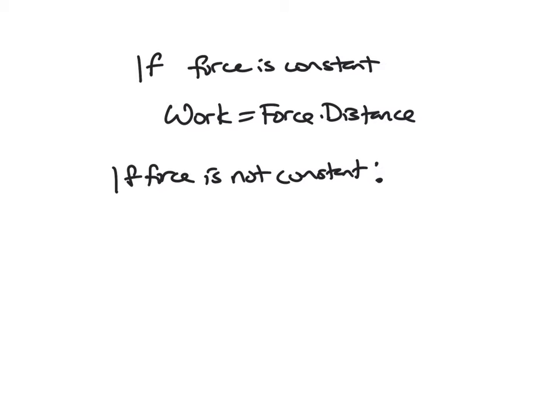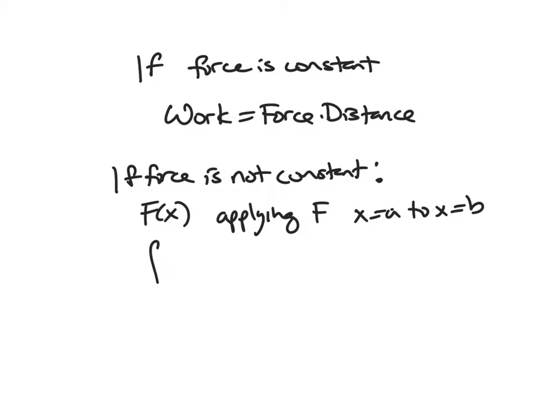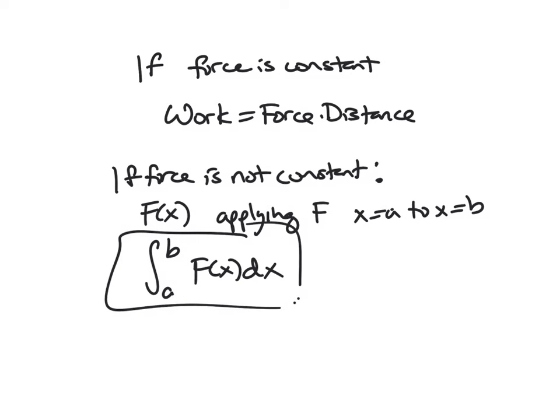Okay, so in this case, we could have some force function. So if we're applying our force along an axis from x equals a to x equals b, then we actually get an integral from a to b of our force function with respect to this variable x. So it need not be horizontal here just because we see x. Absolutely could be lifting. x is just a variable. This is the formula, but why does it work? So let's check it out through an example.